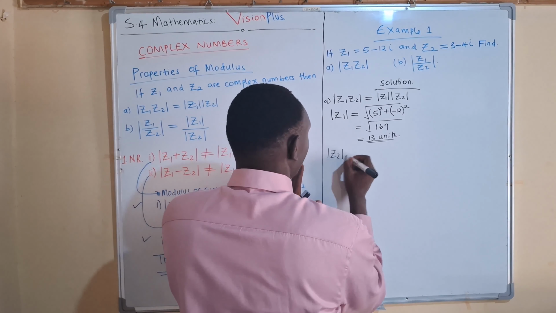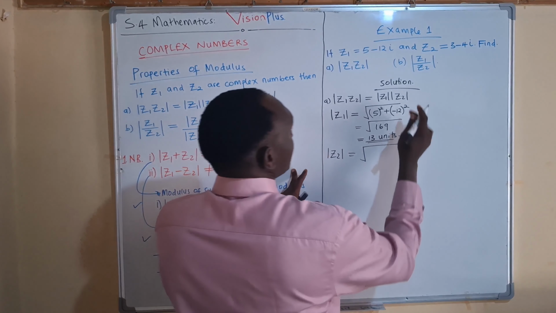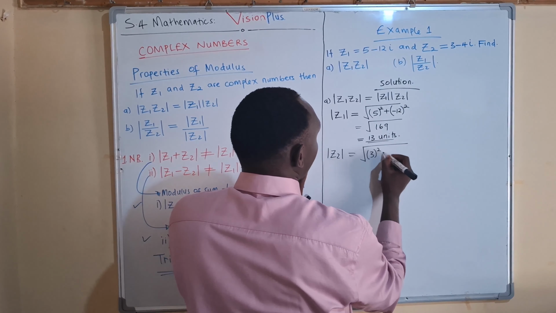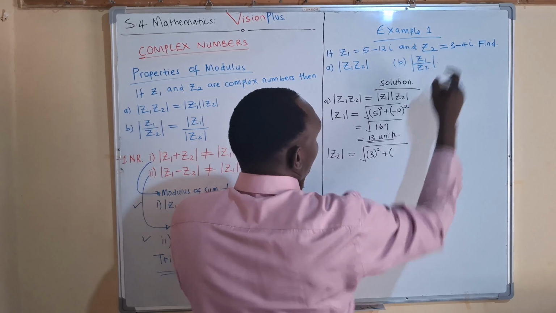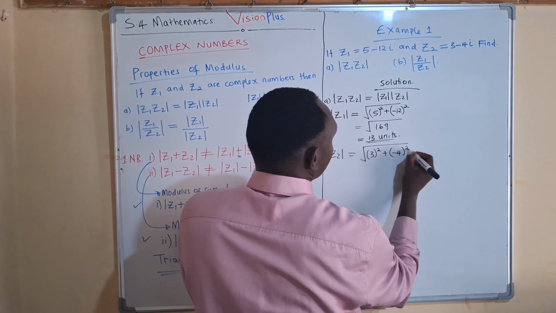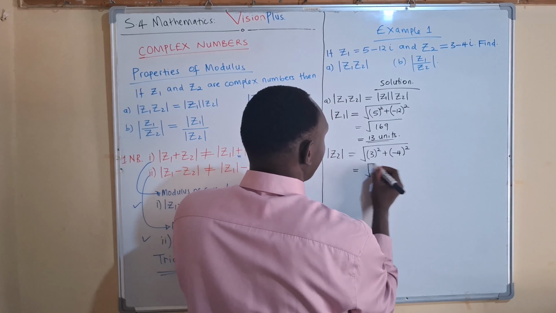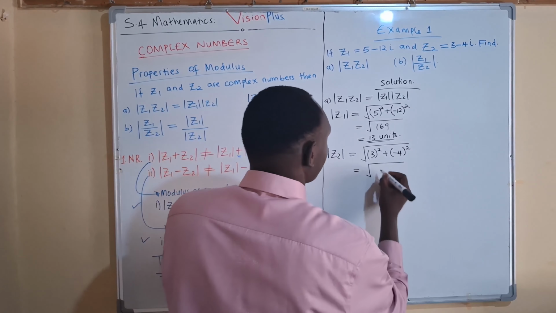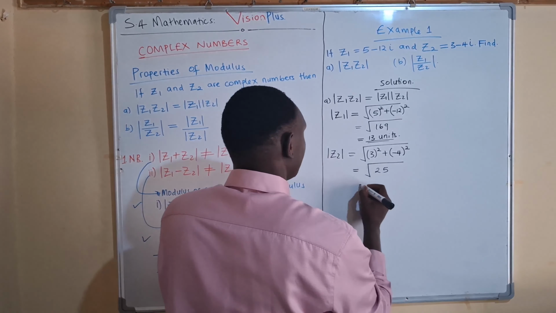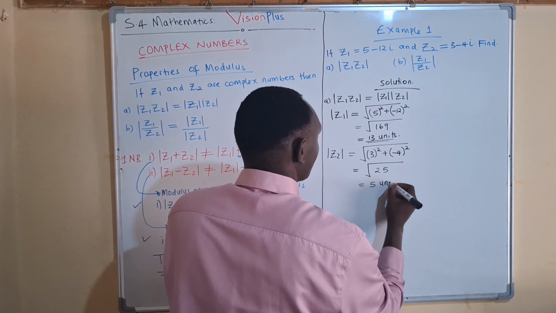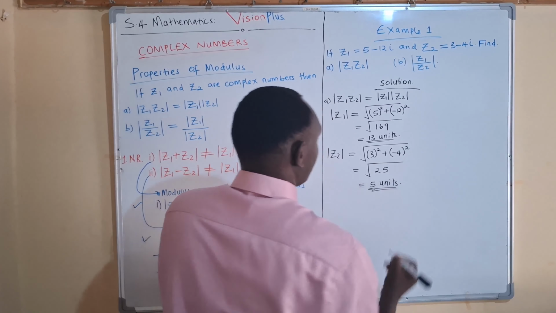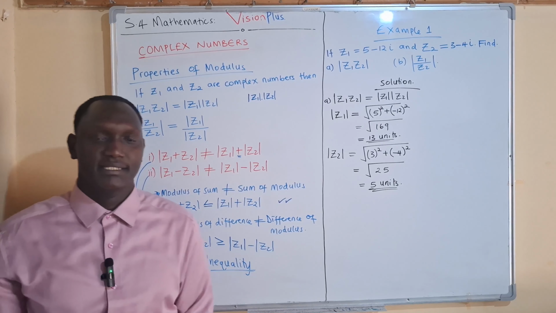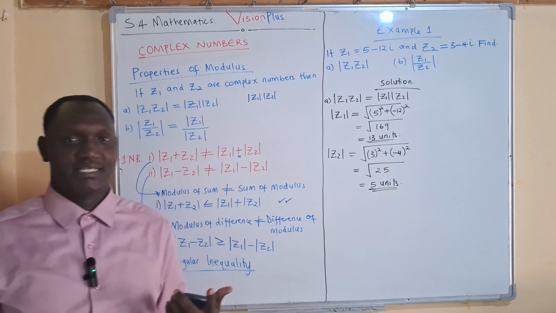The magnitude of z2 equals the square root of, then you come and look at z2. What is x? X is 3, but we are squaring it, plus y. Y is negative 4, squared. What is 3 squared? It is 9. What is negative 4 squared? Negative 4 squared is 16. 16 plus 9 is 25. The square root of 25 gives us 5 units. Always use the shortest time possible. Mathematics is about speed and accuracy.